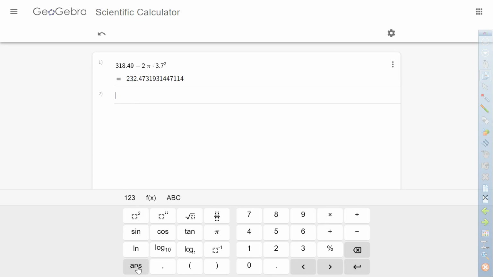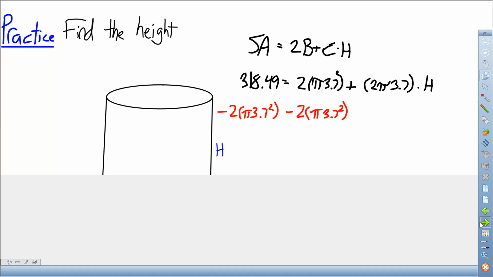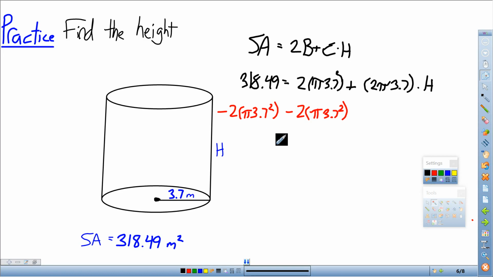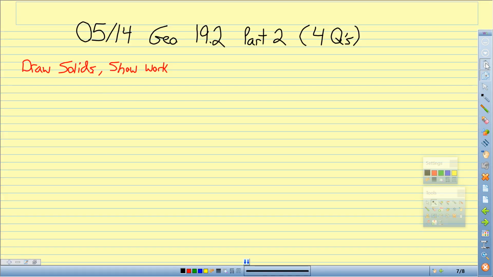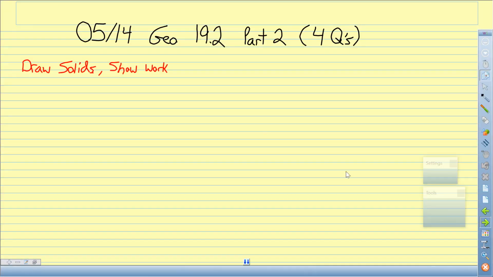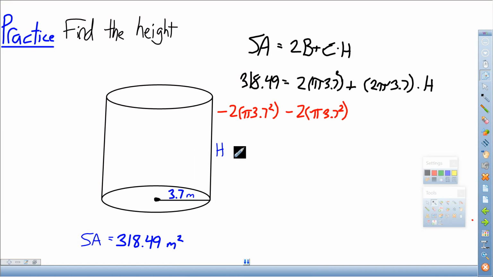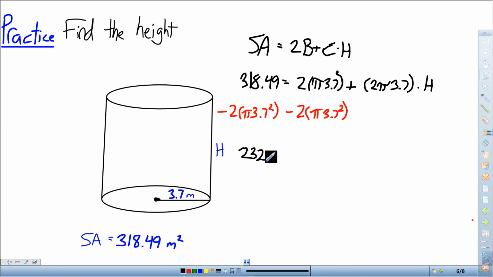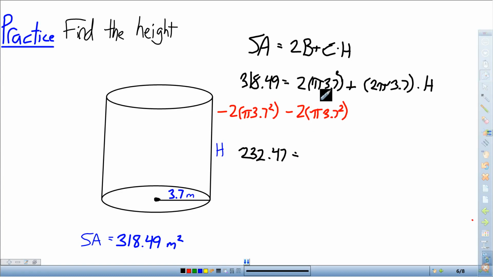I'm going to press the answer key right now. So I'm going to take this thing down, and I know I'm eventually going to divide it by something. So let's just recall what we're going to be dividing by, which, by the way, we can write as a little placeholder. 232.473. Okay, so on the right, those are gone, and I have this 2 pi 3.7 times height.